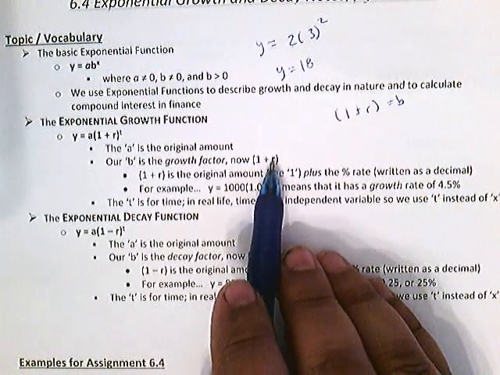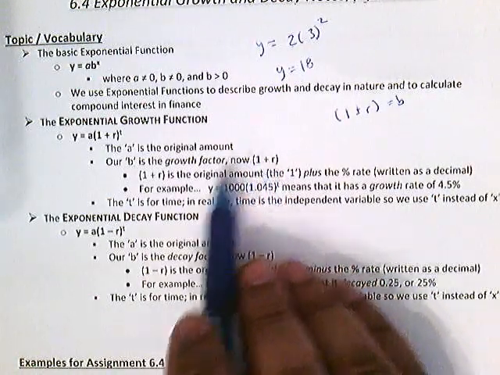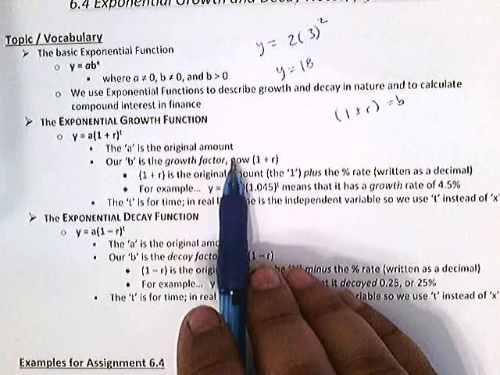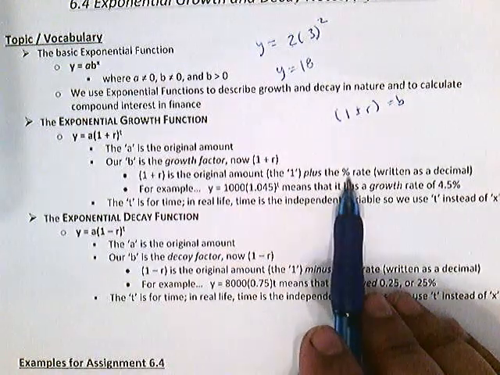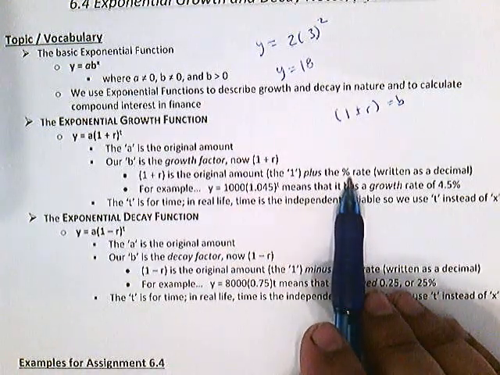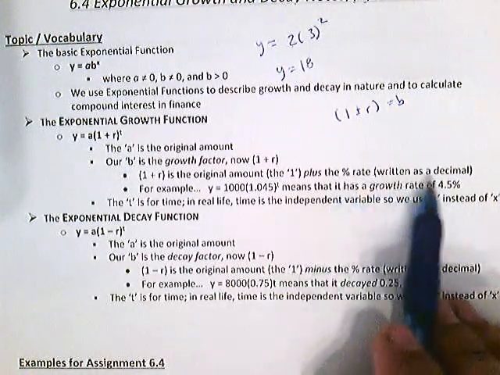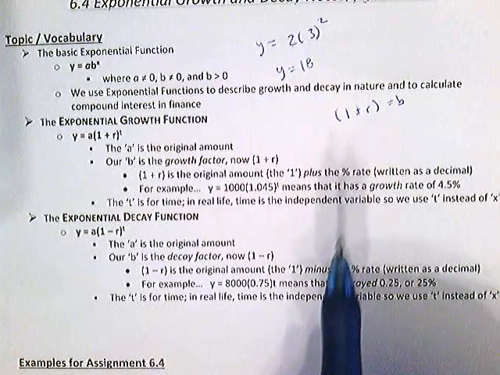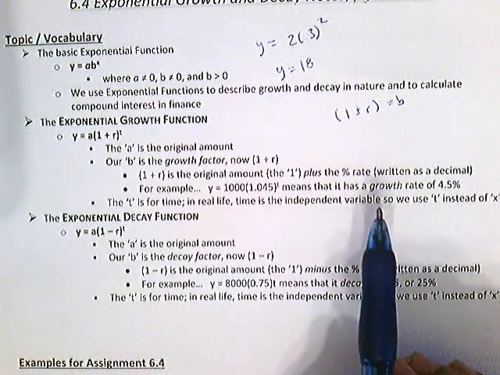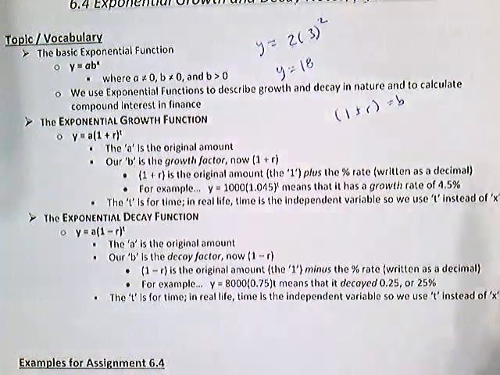Now, the thing about the R is you need to be real careful, because the R, they usually give it to you as a percent, but the truth is, in your calculator, you don't put it in as a percent. Your calculator doesn't speak percent. Your calculator speaks decimal, okay? So you have to translate that rate into decimal.